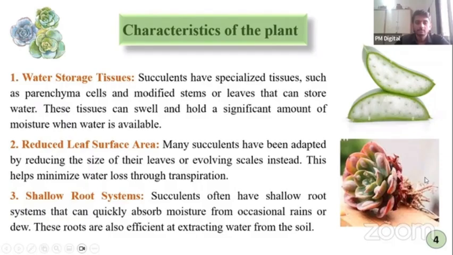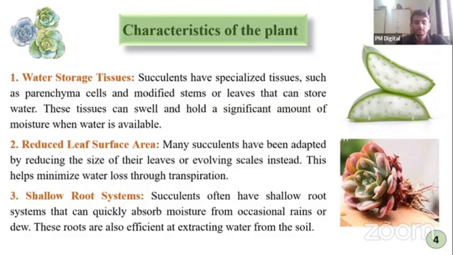Second one, as you can see in this picture, is reduced leaf surface area. Many succulents have adapted by reducing the size of their leaves and evolving scales instead. As we know, some species of monstera and epipremnum have a broad leaf surface, so the rate of evaporation as well as transpiration will be high. But in case of succulent plants, there is a reduced leaf surface area.